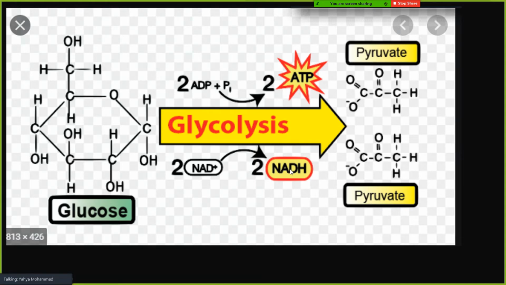In addition, it's going to produce 2 of these charged batteries, NADH. In this process, 2 ATPs and 2 of these charged batteries, NADH, are going to be produced.